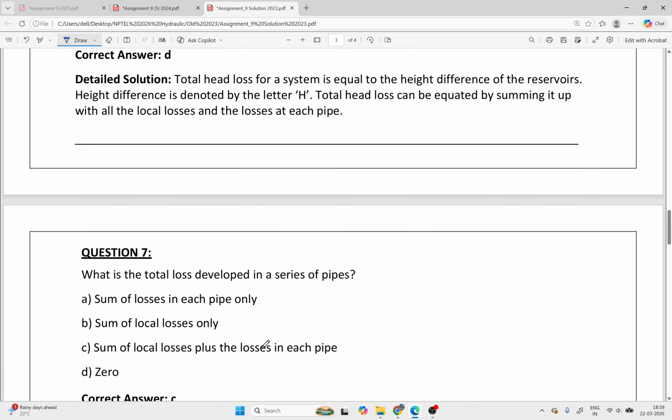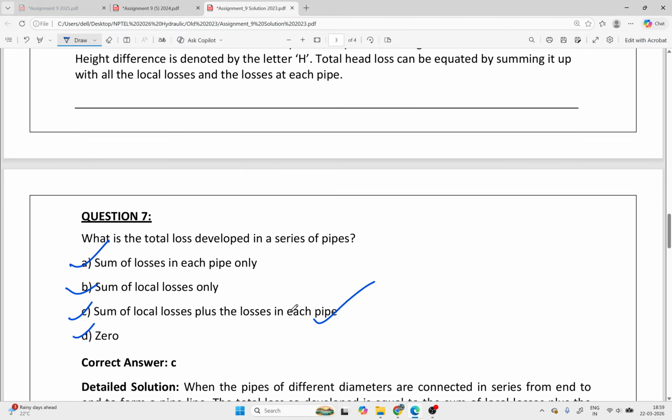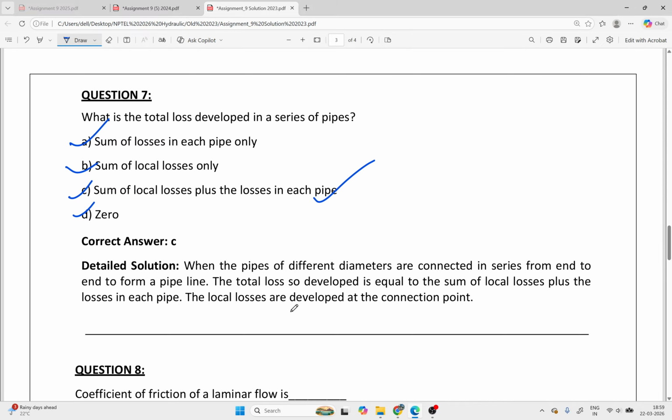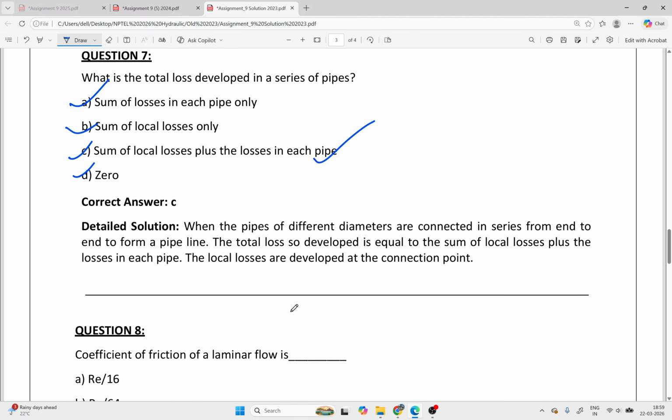What is the loss developed in a series pipe? Sum of loss of each pipe only, sum of local loss only, sum of local losses plus loss in each pipe, or zero. So definitely option C will be correct: sum of local losses plus the loss in each pipe. In parallel pipes, the losses will be equal, but in series it is not like that.